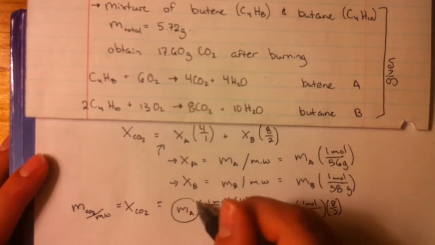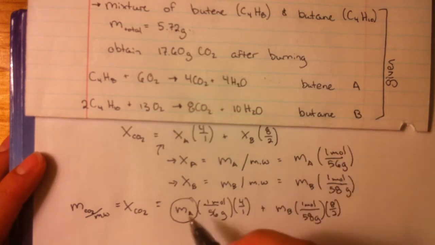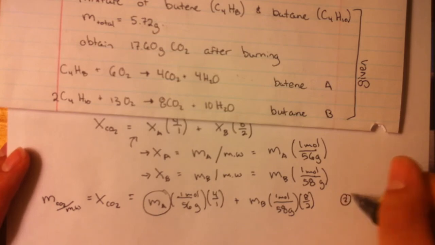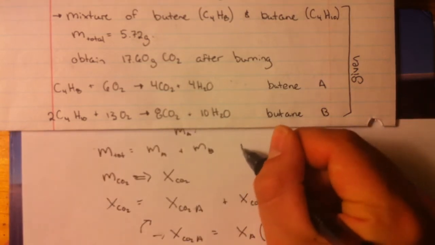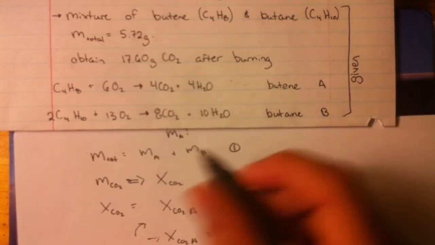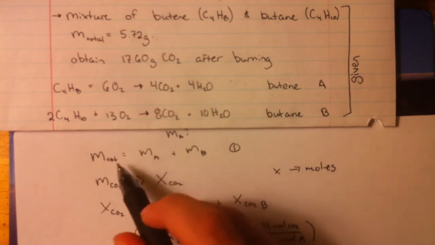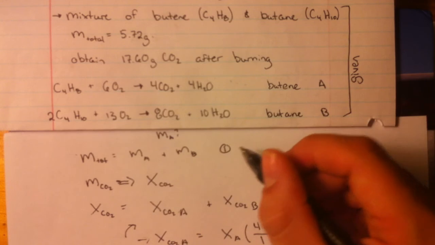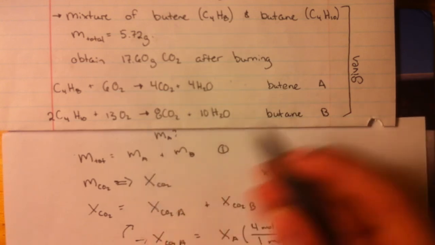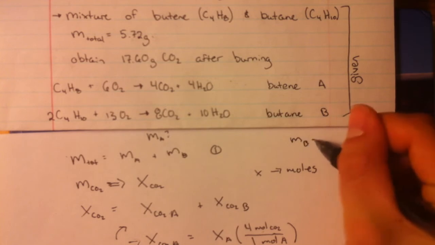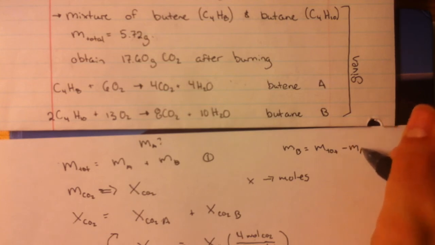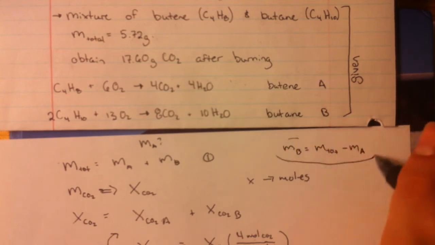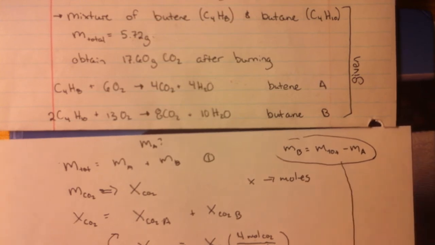Now, this is what we're looking for: the mass of component A, which is butene. We have this equation, which is equation number 2, and this first equation, which is the total mass. We have here mass of A plus mass of B equals the total mass, which is given. Now, since we are looking for an equation that has just mass of A, we can say mass of B equals mass total minus mass of A. So we're going to take this equation and plug it into number 2 down here.